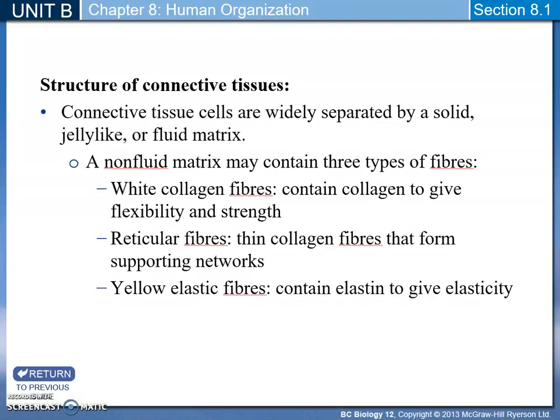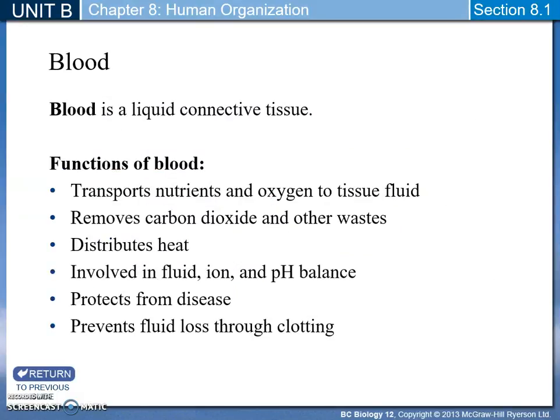A non-fluid matrix may contain three types of fibers. They could be white collagen fibers, which contain collagen to give flexibility and strength. Then we have reticular fibers, which are thin collagen fibers that form more of a supporting network. And then we have yellow elastic fibers, which contain elastin in order to give elasticity to the tissue.